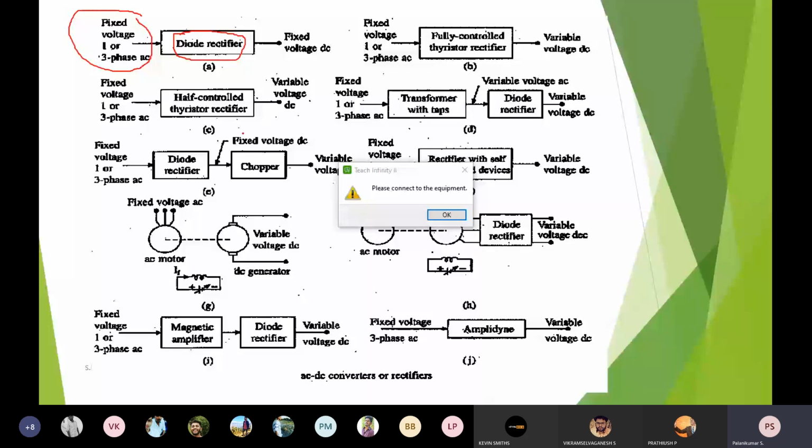Next, in the same case, I want a variable DC voltage instead of a fixed DC voltage. In that case, my power modulator may be a half controlled thyristor rectifier.